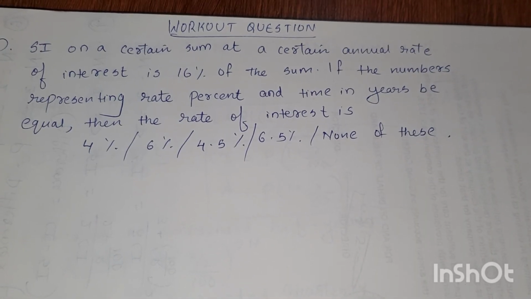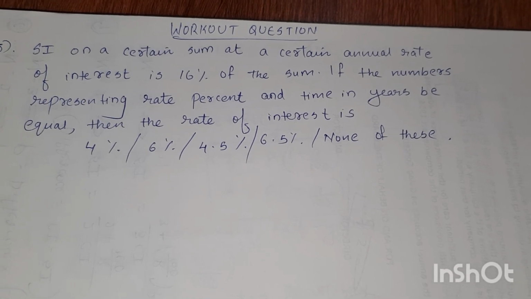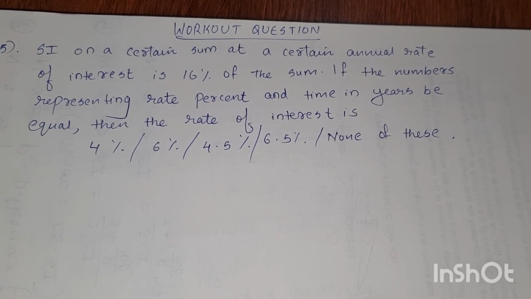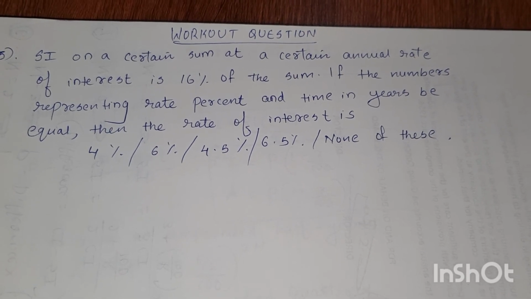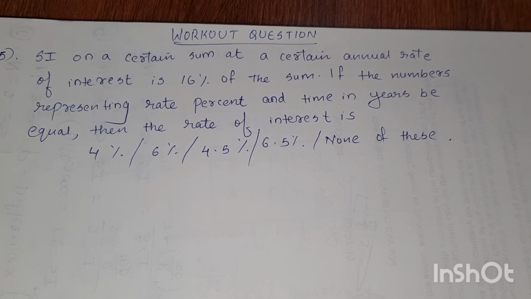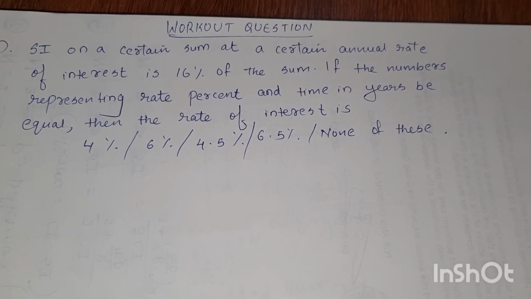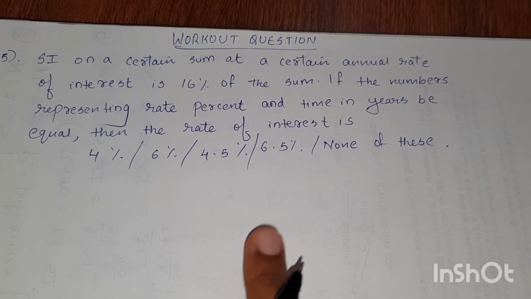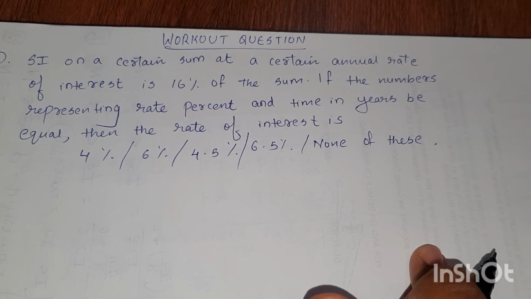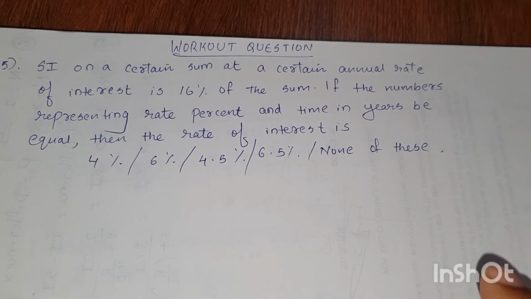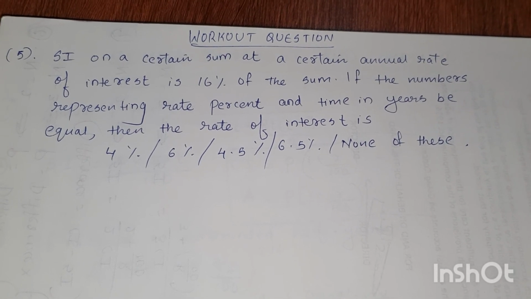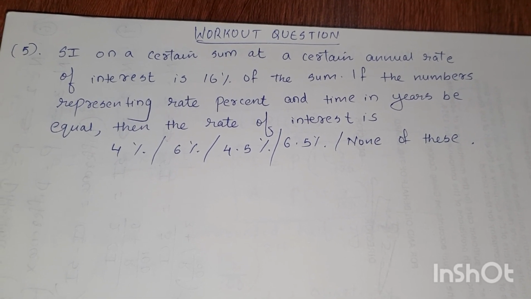And the last workout question from this section: simple interest on a certain sum at a certain annual rate of interest is 16% of the sum. If the numbers representing rate percent and time in years be equal, then the rate of interest is, and the options are 4%, 6%, 4.5%, 6.5%, and none of these. These all are previous year question papers. So try to answer it and practice more questions from reference books. I will give you the solutions in the next video.